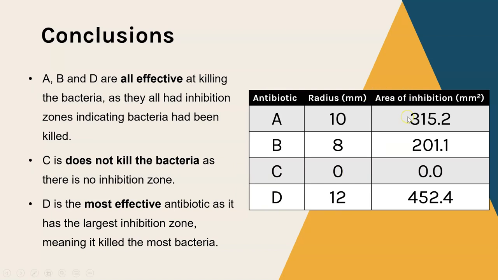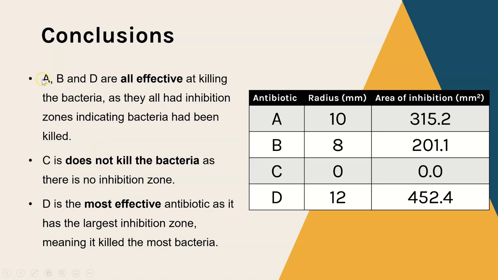Now, the description of these results is where you are just saying the patterns of what you can see. So we could say descriptions like there is an inhibition zone around A, B and D, but not around C. We have the largest inhibition zone around D and the smallest around B, not including C, which had zero. That would be our description. Now I've actually linked the conclusion and explanations together over here.